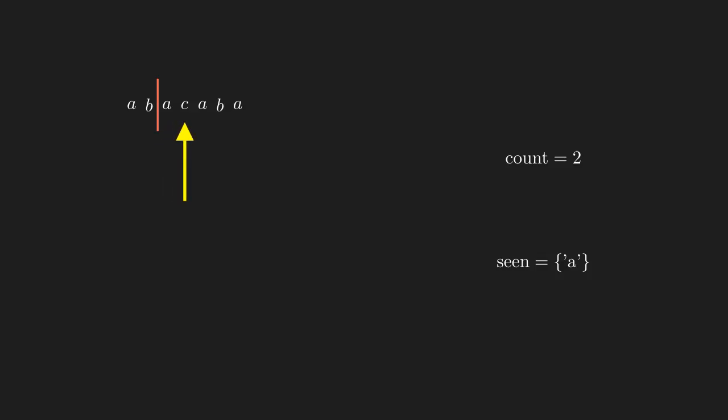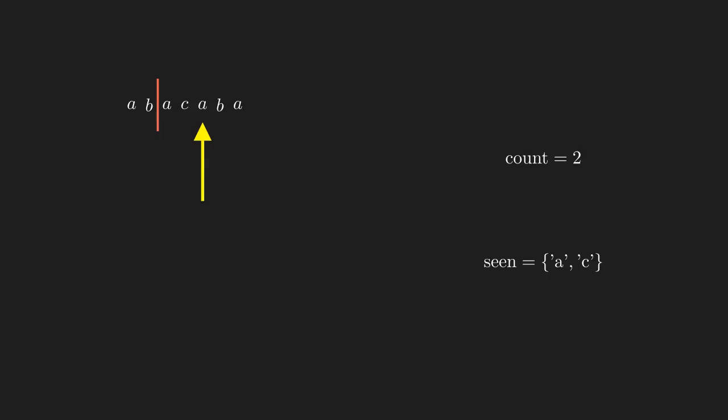We continue to index 3. The character is c. We check our current seen set, which contains only a. The letter c is not in there. So, we extend our second substring by adding c to the set. The set updates to contain a and c.